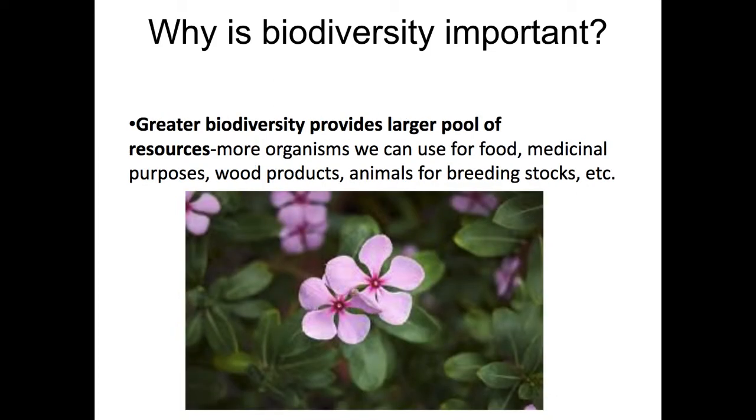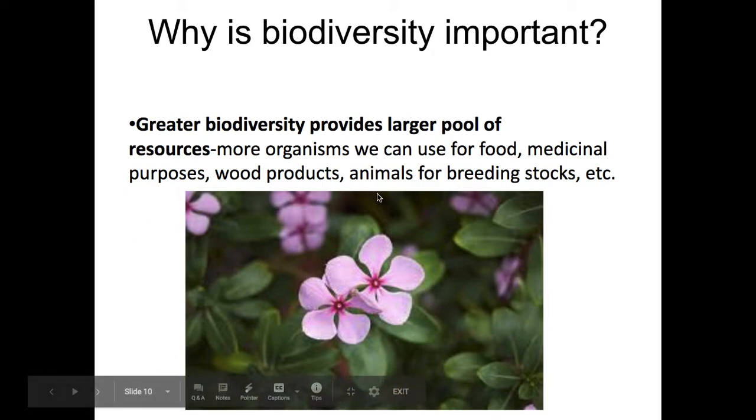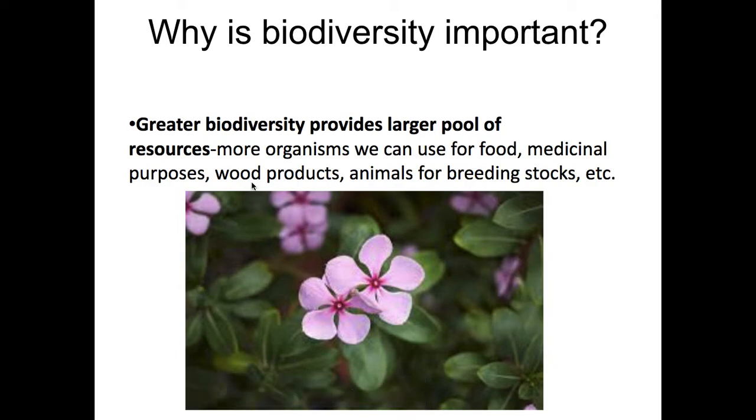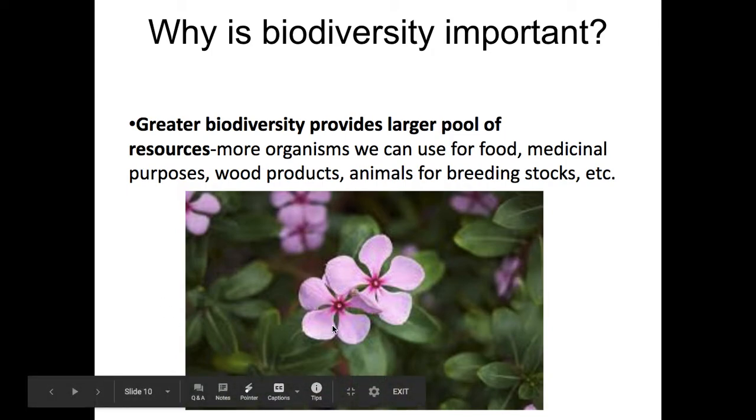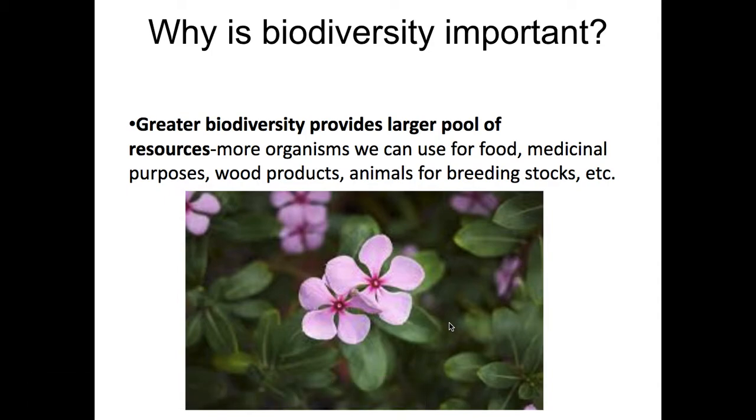And lastly, biodiversity is important because it gives us a larger pool of resources. Humans use stuff. We use stuff from all over the world. We use food, medicinal purposes. This pretty flower right here is called the Madagascar periwinkle. You'd be like, oh, that's a pretty flower, Miss Summers. It is a pretty flower, but it's even more amazing than that, because the Madagascar periwinkle's leaves, when dried, contain a compound that is capable of fighting cancer cells.